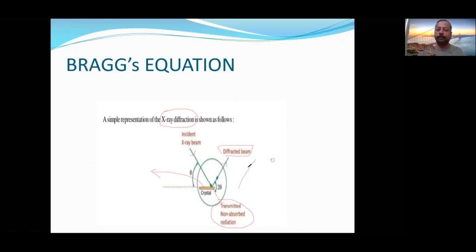The distance between two diffracted beams is due to two different particles, so with that we will come to know the distance between the two particles. If a particle is there, it will be diffracted. If a particle is not there, it will be transmitted. The distance between two diffracted beams is equal to the distance between two adjacent particles. This will be more clear in the next diagram.